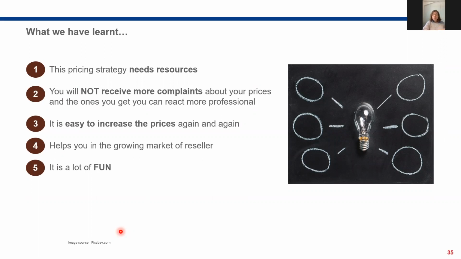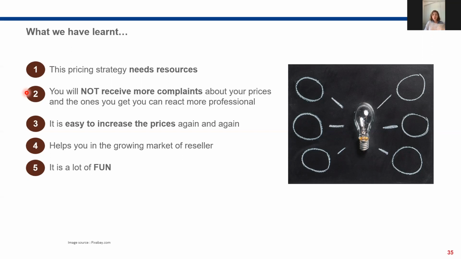But we looked it up and we made a statistic, and we found out we don't have more complaints. What we can do now is react more professionally. So when someone at TripAdvisor says, "Your prices are very high, I paid 17 euros," we can say, when you book in advance, when you book early, it's just 12 euros. So it's really good for the communication with the guest.